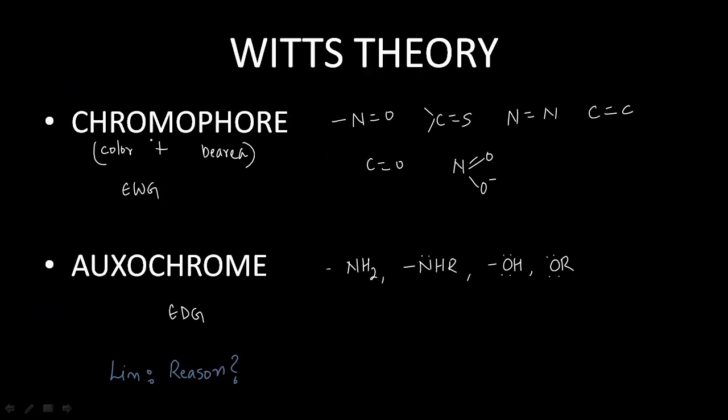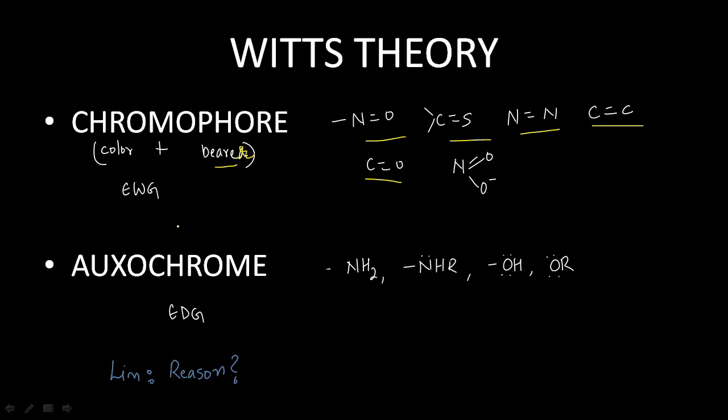So Witt's theory says there are certain groups that are known as chromophores. Chromo means color, and phore means bearer. As you can see, all these groups are electron withdrawing, so they pull the electrons from the ring.